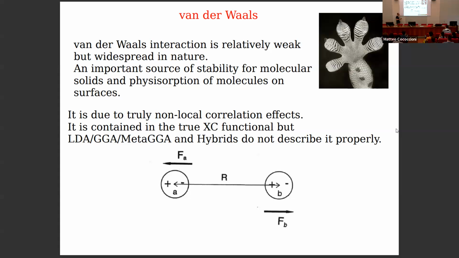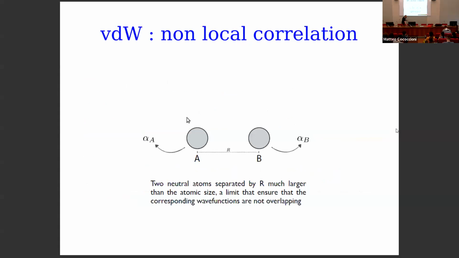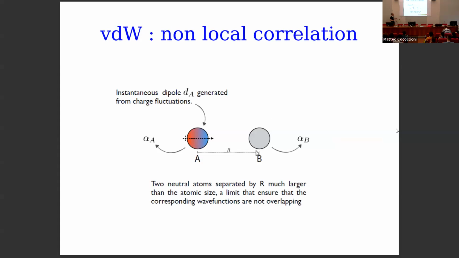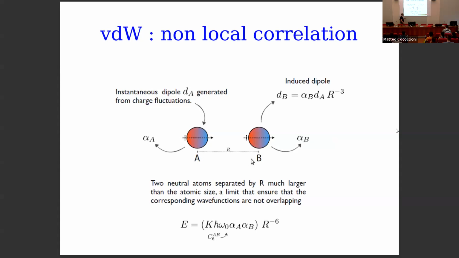fluctuation. So you have, again, two fragments, and even if the two fragments have no finite charge, still they interact, and they interact because of a fluctuation of charge. Even if you have two neutral atoms, a fluctuation of charge on one side will induce an electric field on the other atom, which will respond with a quantity proportional to its polarizability, and then a decay that is r to the -3, because this is dipole interaction.